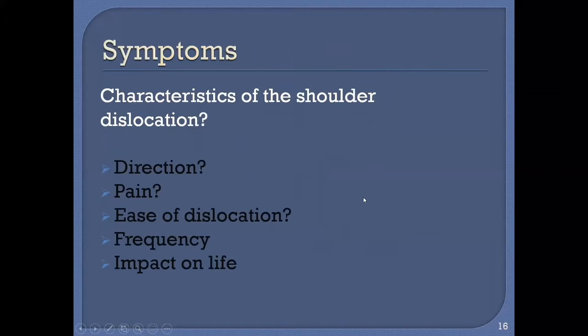So symptoms, so characteristics of the shoulder dislocation. I think direction's sometimes quite difficult to ascertain. The most common is a posterior instability. Sometimes you can see that. Is there a clear direction? That may point you in the direction of which muscles are at fault.